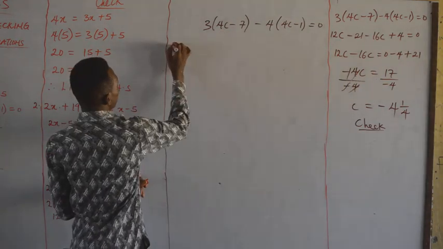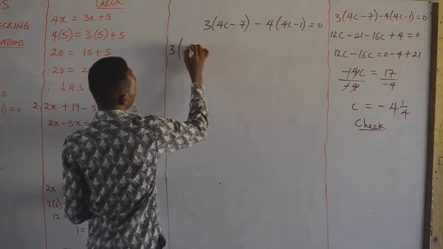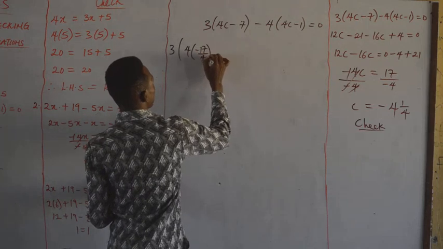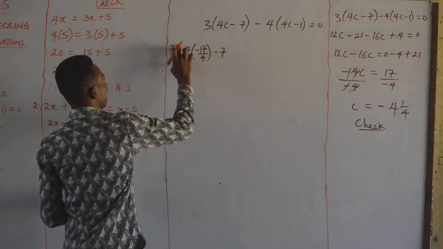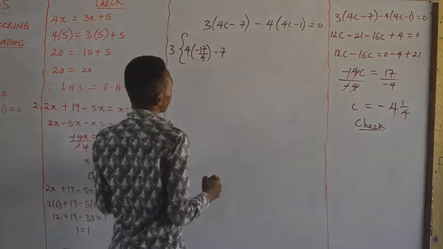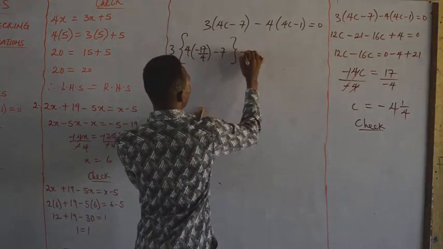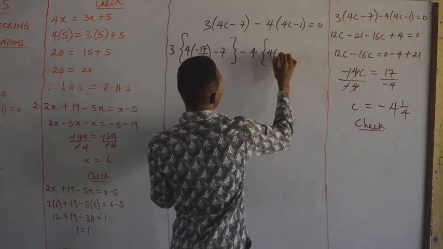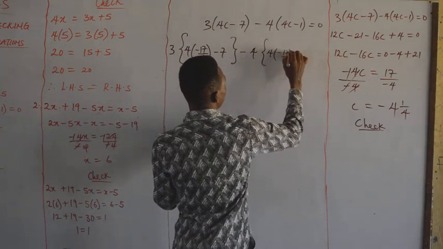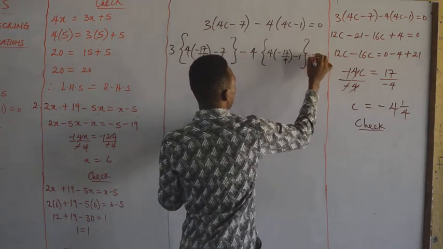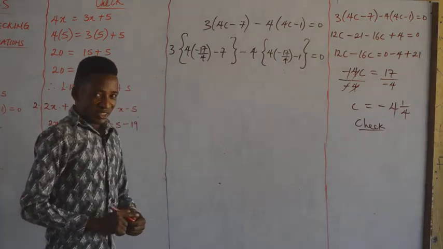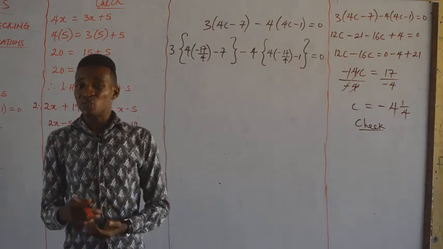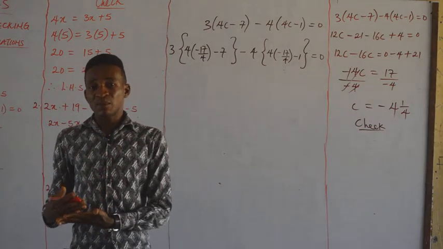So this now becomes 3 into brackets 4 into brackets minus 17 all over 4 minus 7. Let me change this bracket I'm using here. Let me use a curly brace. Then I close this, minus 4 into brackets 4 into brackets minus 17 all over 4 minus 1. Then I close this, everything equals to 0. This one looks a bit bigger, but irrespective of the size, take it step by step. You are going to get your answer.